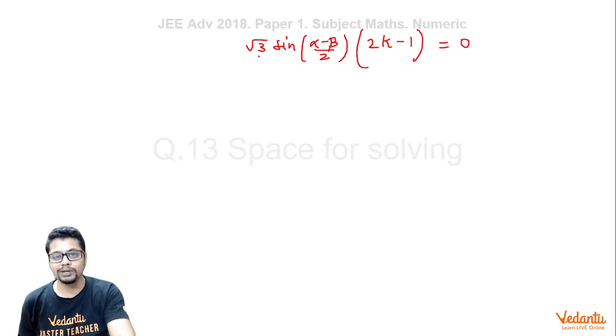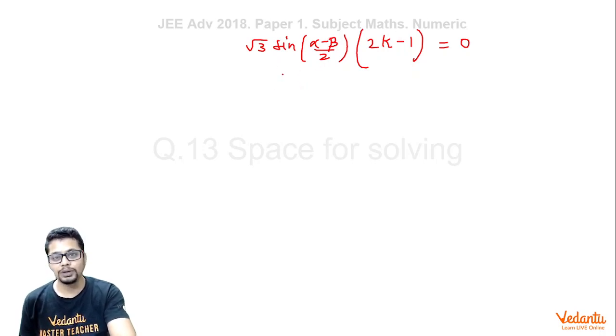Now here root 3 definitely would not be 0. So only two possibilities: maybe sine of (alpha minus beta) by 2 becomes 0 or 2k minus 1 becomes 0. Now here, since the value of k has been asked and that should be determinable, there should be some answer there. So given the objective format of this exam, one may unscrupulously say that k is half, yeah, you may say that k is half, but a scrupulous student would want to check that sine of (alpha minus beta) by 2 would not be 0 given the conditions in the question.